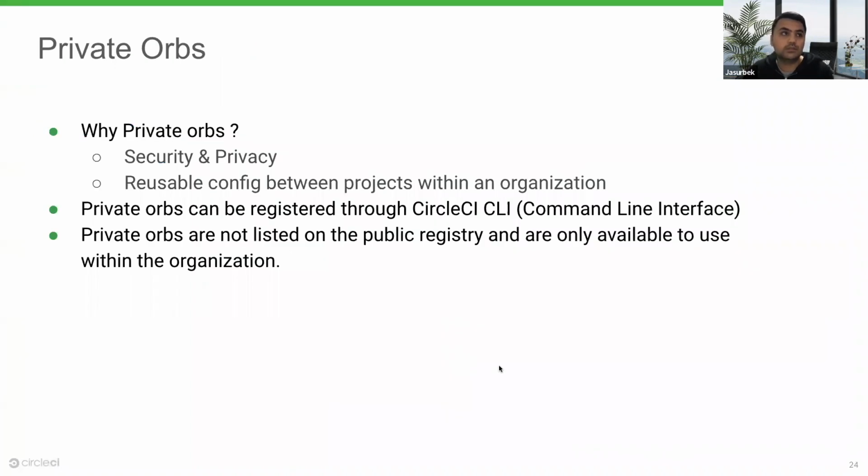In some cases, you may want to have your own private orbs. It may be due to security reasons, or, for example, because you have deploy steps which are used between projects. In that case, you can create a private orb and use it within your organization. Private orbs are not listed on the CircleCI public registry and are only available to use within the organization.